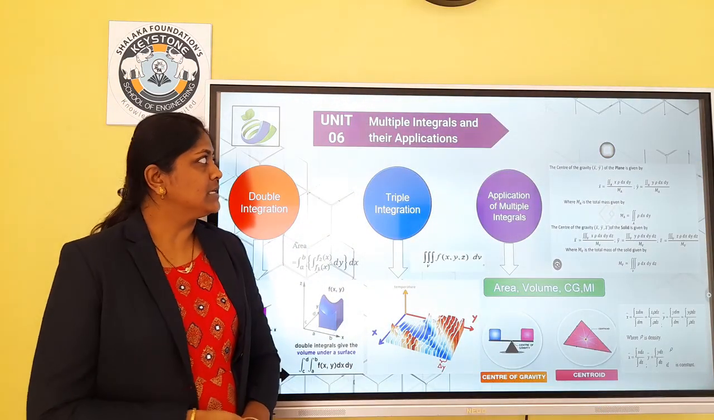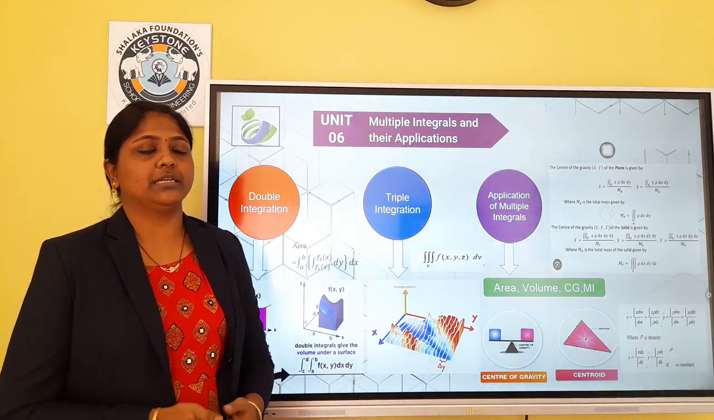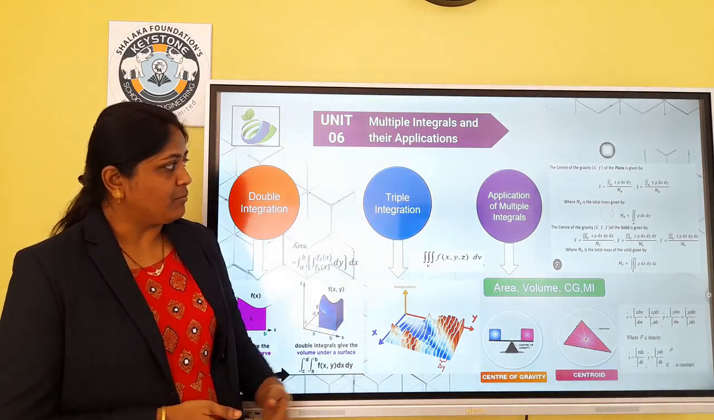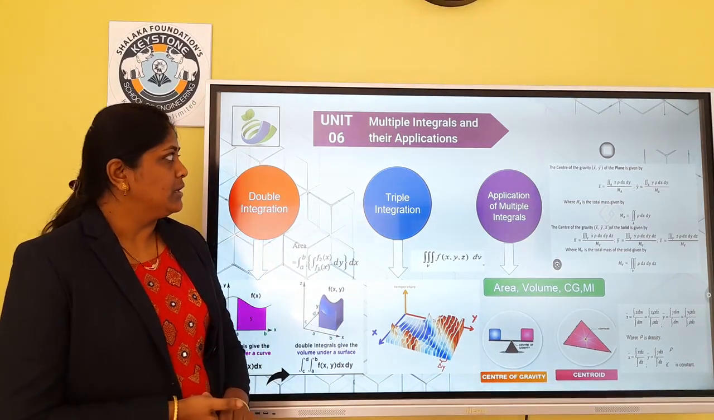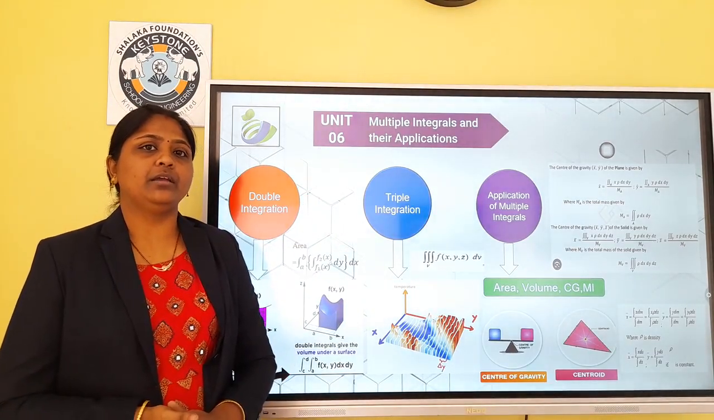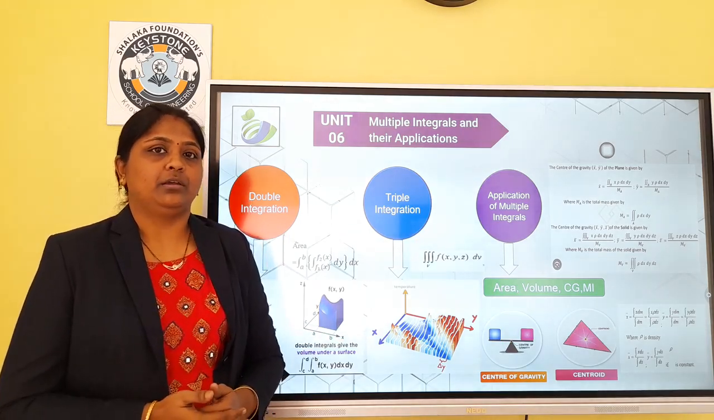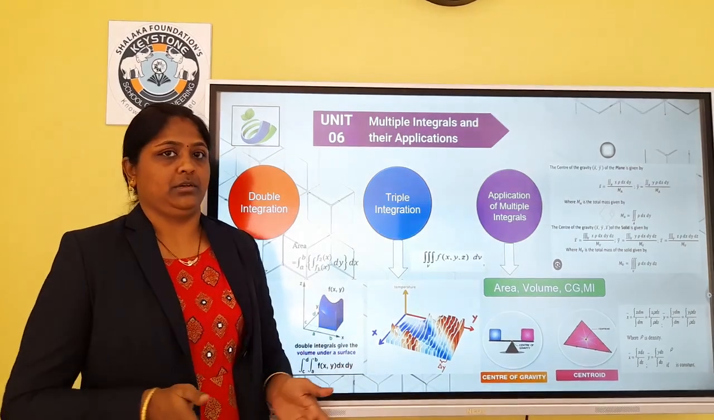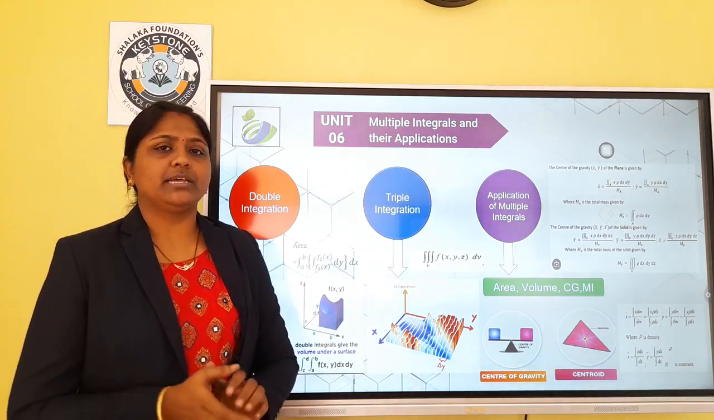Now, unit 6 is multiple integrals and their applications. This is a vast topic because there are double integrals and triple integrals. Again, there are applications, that is moment of inertia, area, volume, center of gravity. So, why study multiple integrals? See, we can find the area of a circle, that is pi r square, or area of a square. Area of a square, see, there is a defined parameter in the square. What is that parameter? All sides are the same, right? So there is a fixed parameter.